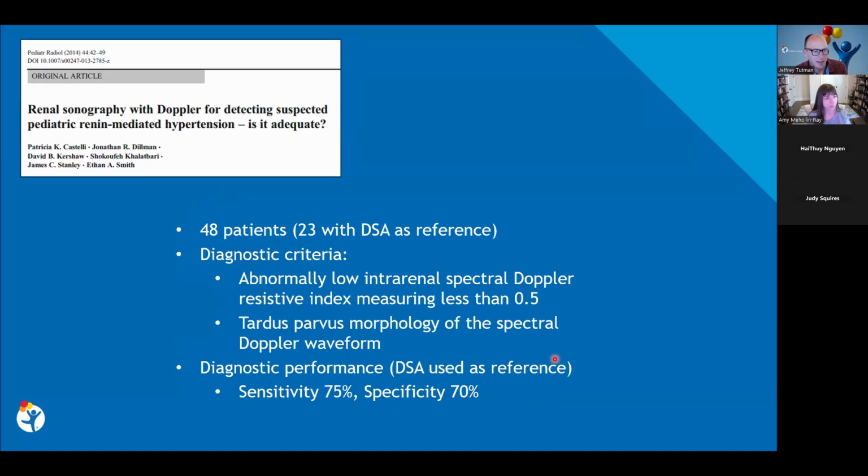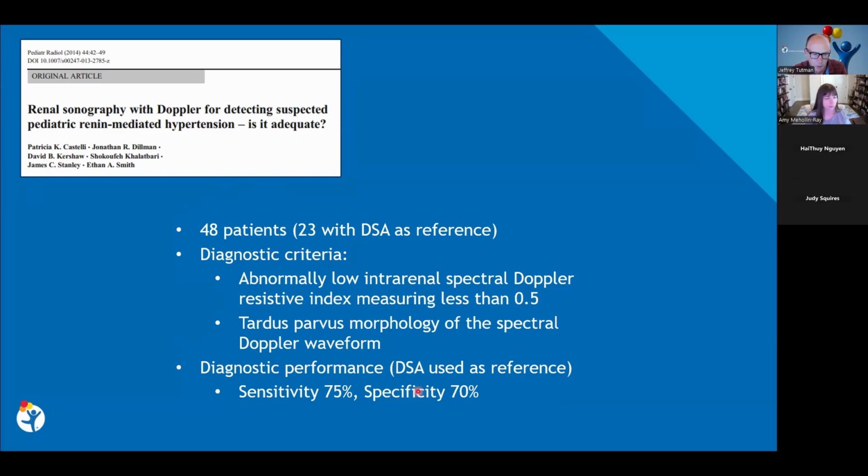Next one, this came out the next year. It used both CTA and MRA as reference. They had 48 patients total, but only 23 of those had DSA as their gold standard reference. They did not use peak systolic velocities. They only used an RI of less than 0.5 or tardus parvus morphology as their diagnostic criteria.